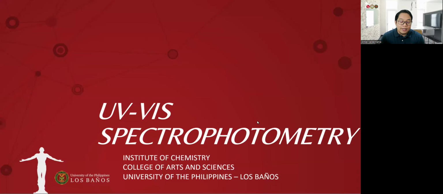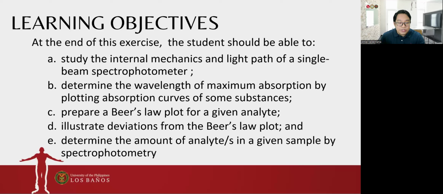I will be discussing Exercise 10 of Chem 32.1, entitled UV-Vis Spectrophotometry. Before we proceed, let's have the learning objectives of this exercise. First, study the internal mechanics and light path of a single beam spectrophotometer. Determine the wavelength of maximum absorption by plotting absorption curves of some substances. Next, prepare a Beer's law plot for a given analyte. Next, illustrate deviations from the Beer's law plot and determine the amount of analyte in a given sample by spectrophotometry.